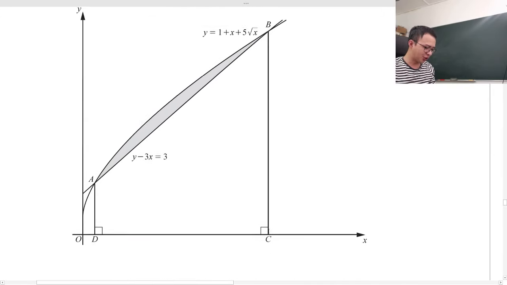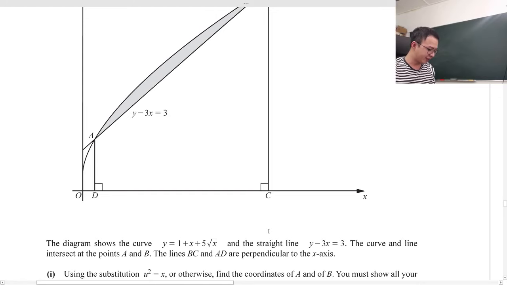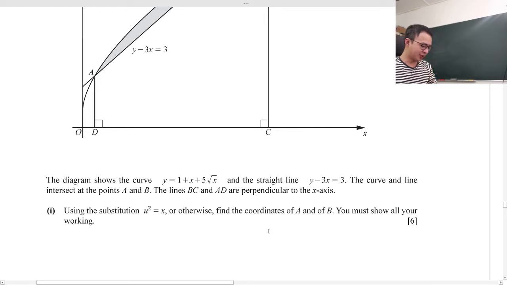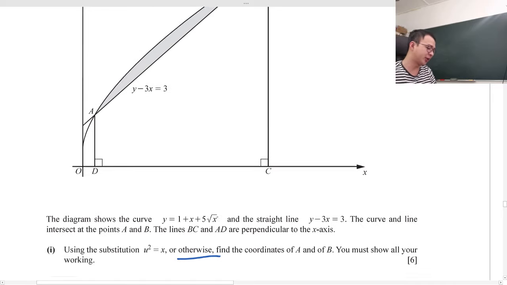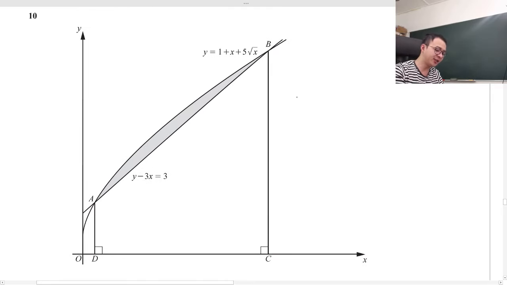This diagram shows the curve and the straight line. The curve and line intersect at the points A and B, and BC and AD are perpendicular to the x-axis, so they are parallel to the y-axis. Use the substitution u squared equals x, or otherwise, to find the coordinates of A and B, and you must show all your working. Since it is an intersection, I will substitute the y into the y here. This one is y equals 3 plus 3x. So 3 plus 3x equals 1 plus x plus 5 square root x.